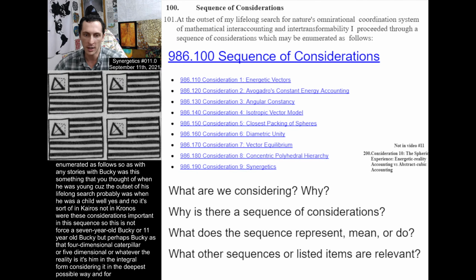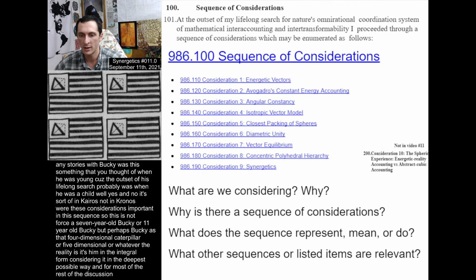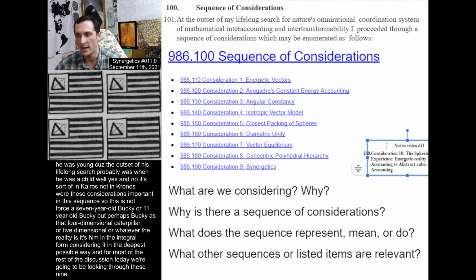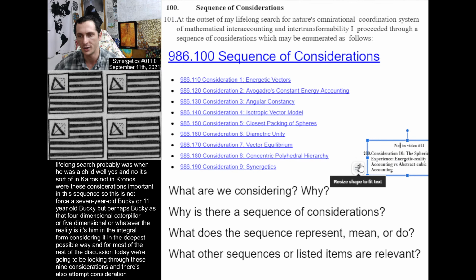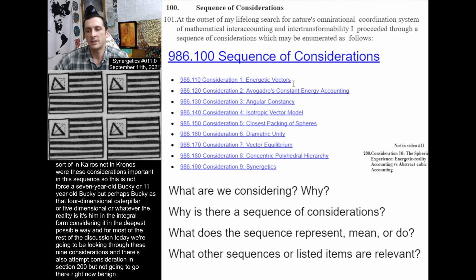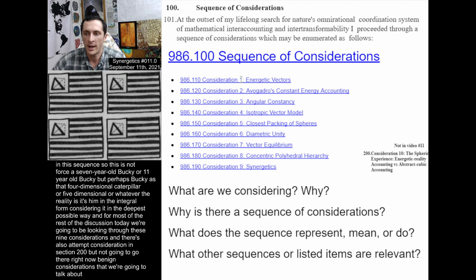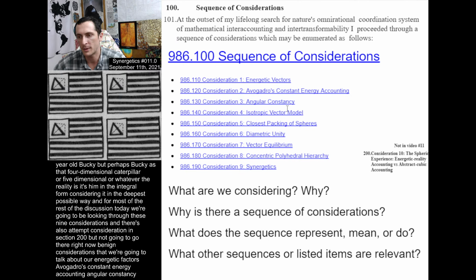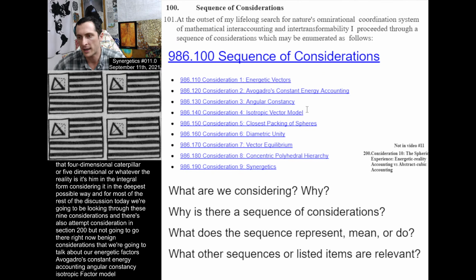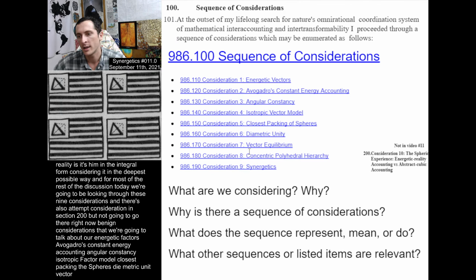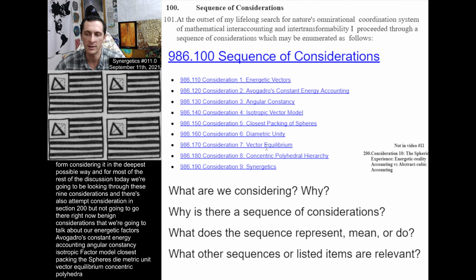And for most of the rest of the discussion today, we're going to be looking through these 9 considerations. And there's also a 10th consideration in section 200, but not going to go there right now. The 9 considerations that we're going to talk about are energetic vectors, Avogadro's constant energy accounting, angular constancy, isotropic vector model, closest packing of spheres, diametric unity, vector equilibrium, concentric polyhedra hierarchy, and synergetics.